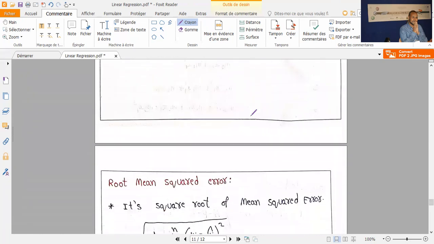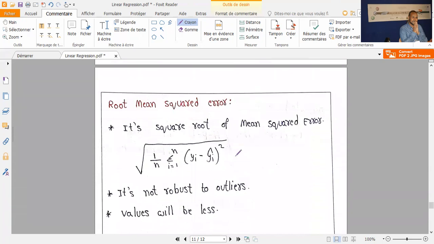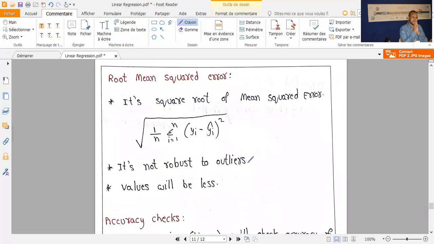Okay, and we have also the third one here, the root mean squared error. We calculate the mean squared error and we add the root at the end of this equation. So it's not affected by outliers, and the values will be lower. Okay, this is the advantage of this method. The value will be lower, but it's the same equation, and we add the root at the end.